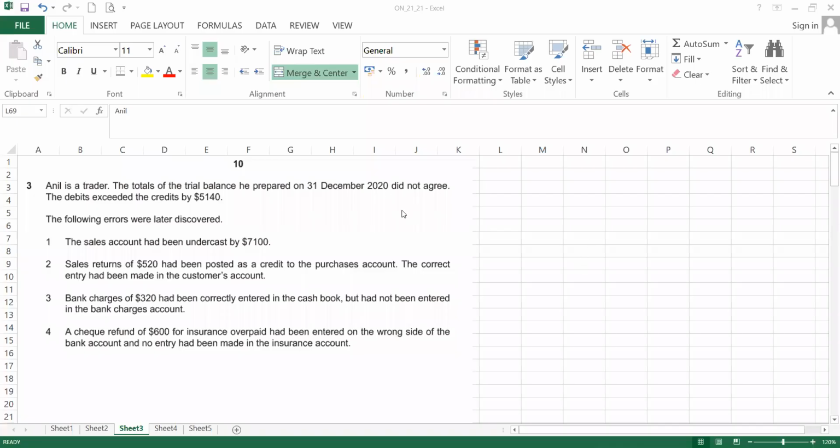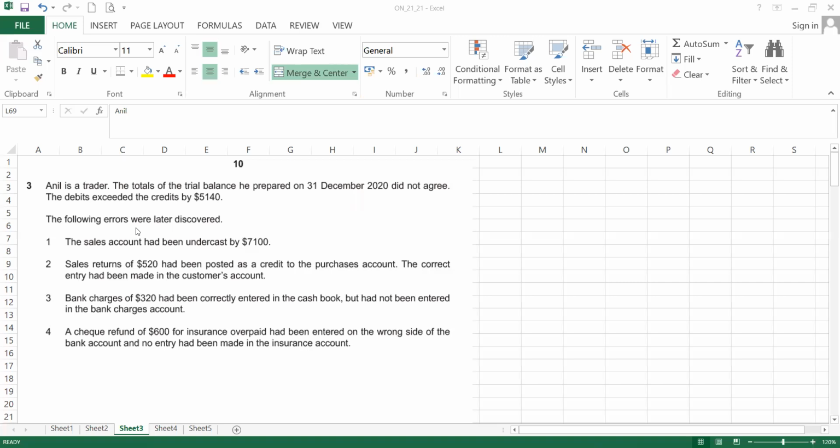The third question. Ani is a trader. The total of the trial balance he prepared did not agree. That means this is a suspense account topic. The debit exceeded the credit by 5,140. So that means you have the suspense account on the credit side. This amount will sit on the credit side in the suspense account.